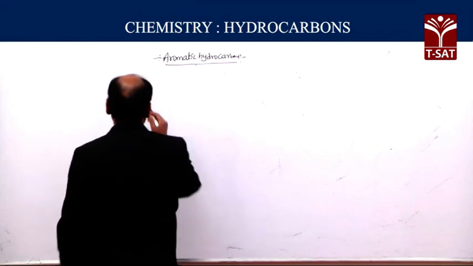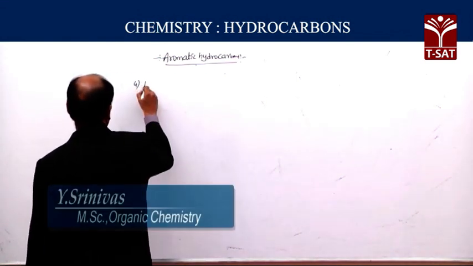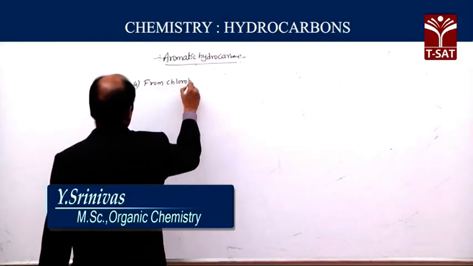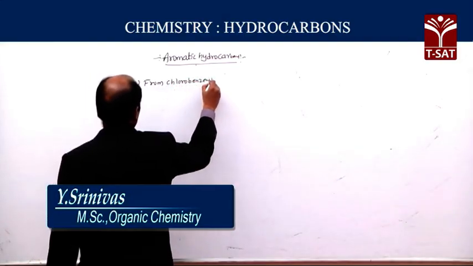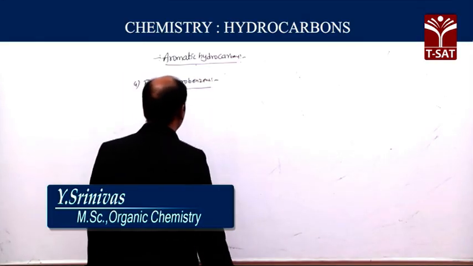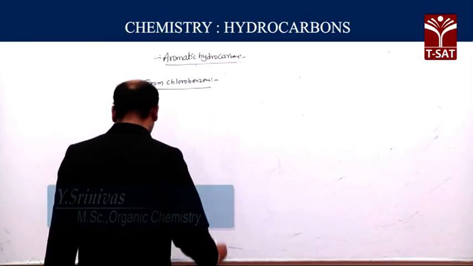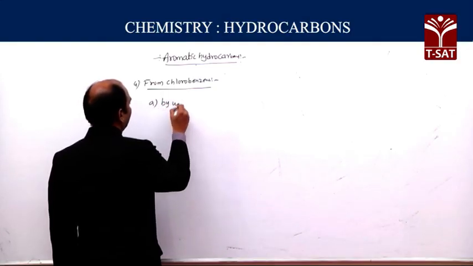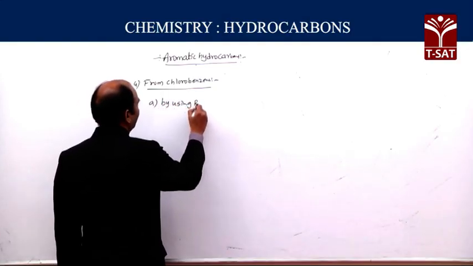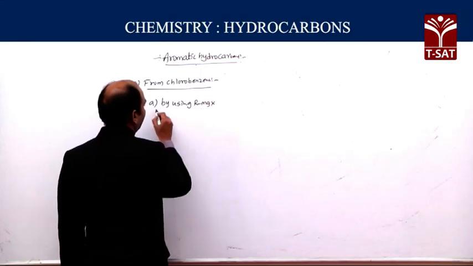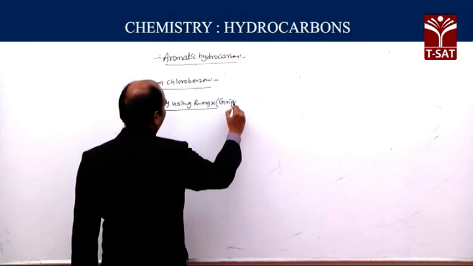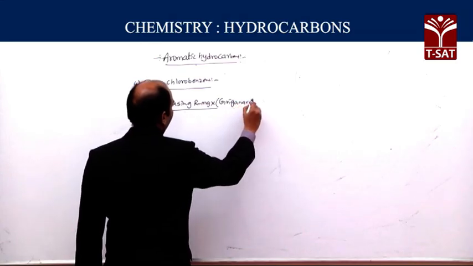This is the fourth method, from chlorobenzene or bromobenzene, a halobenzene. Halobenzene is not directly converted into benzene. So here we have two methods again. The first is by using RMgX, which is called Grignard's reagent.